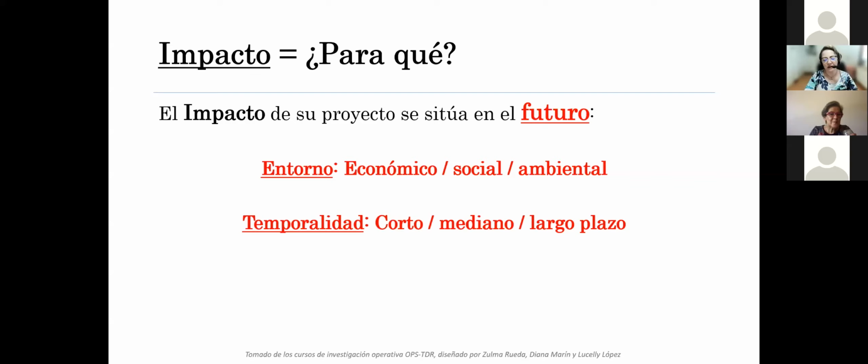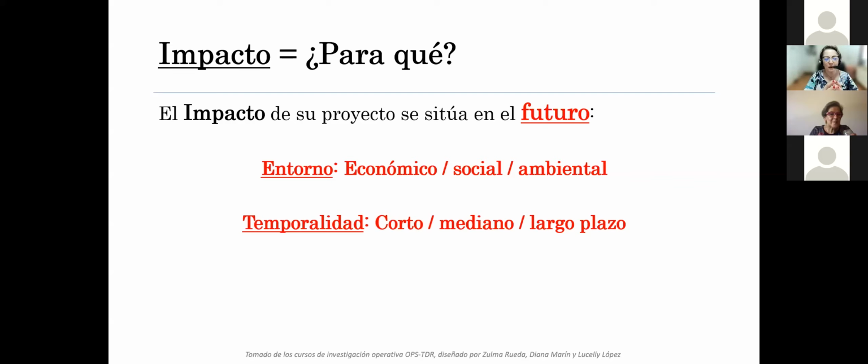So when I talk about a short-term impact, it's a couple of years. Medium, it's up to 5 years, and long-term can be more than 10 years. So our proposal can have short-term impacts or medium and long-term impacts as well. And it can also have impacts on the economic, social, and environmental setting.